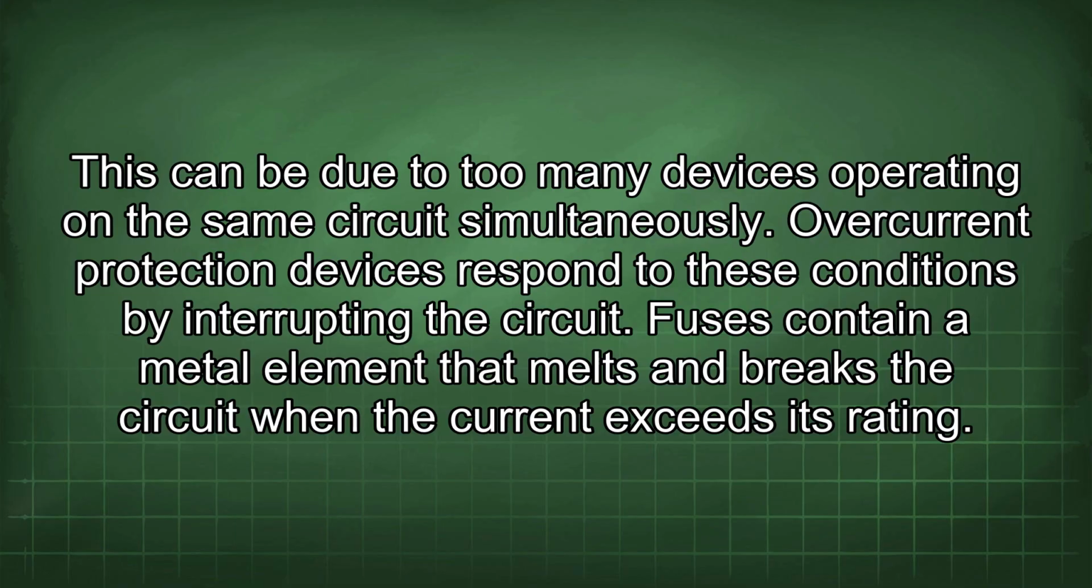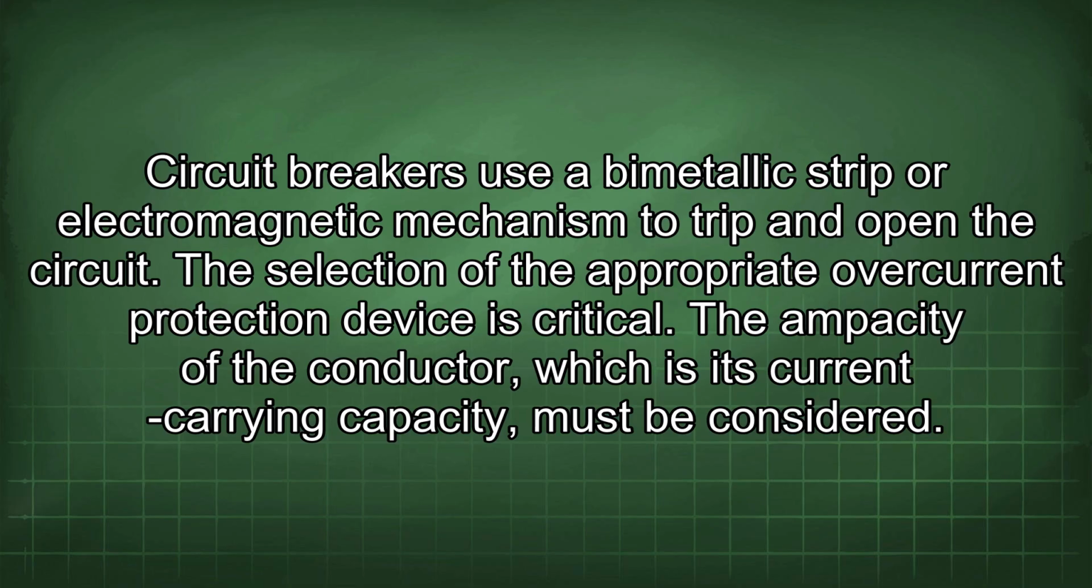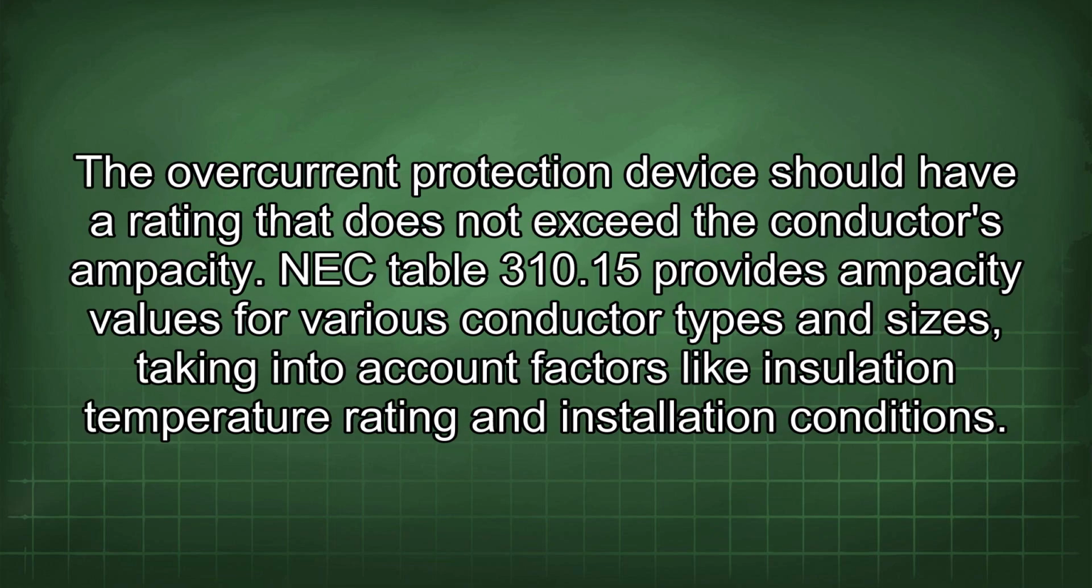Overcurrent protection devices respond to these conditions by interrupting the circuit. Fuses contain a metal element that melts and breaks the circuit when the current exceeds its rating. Circuit breakers use a bimetallic strip or electromagnetic mechanism to trip and open the circuit. The selection of the appropriate overcurrent protection device is critical. The ampacity of the conductor, which is its current carrying capacity, must be considered. The overcurrent protection device should have a rating that does not exceed the conductor's ampacity.